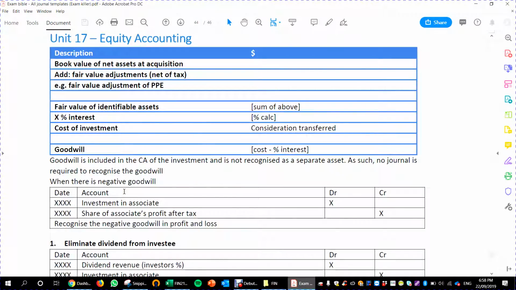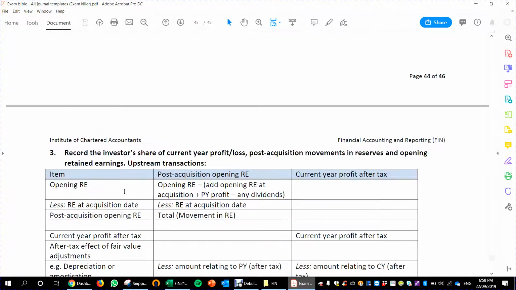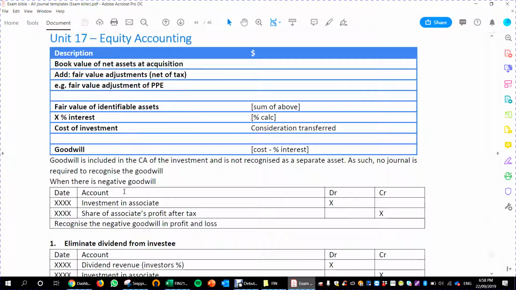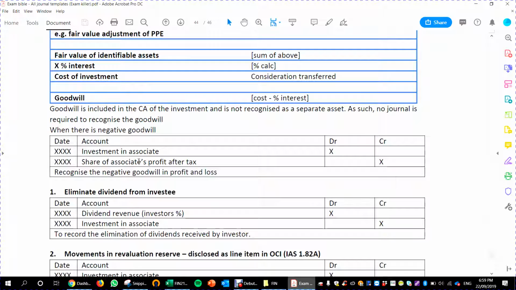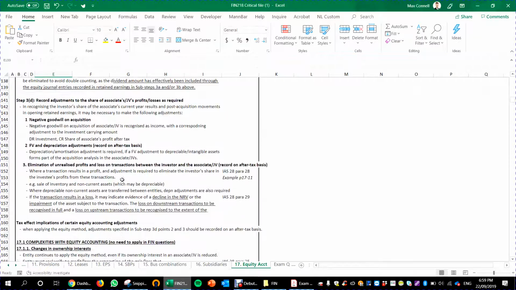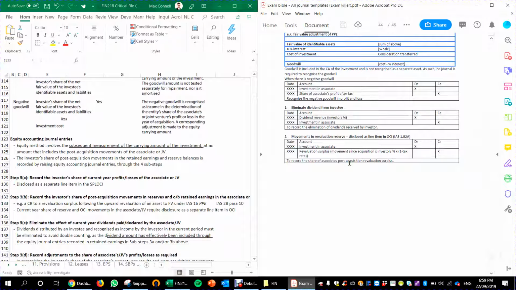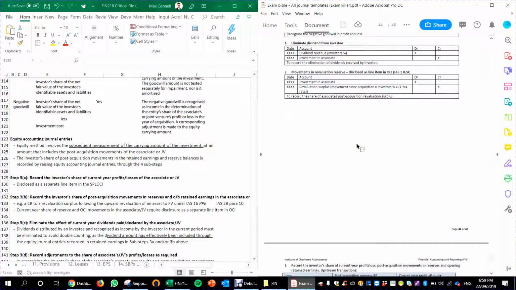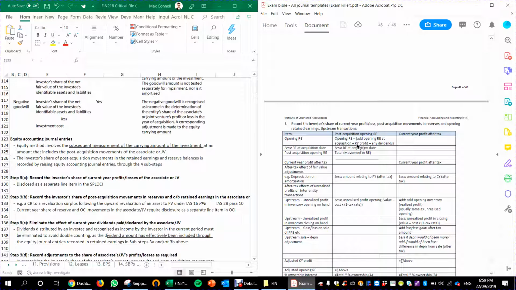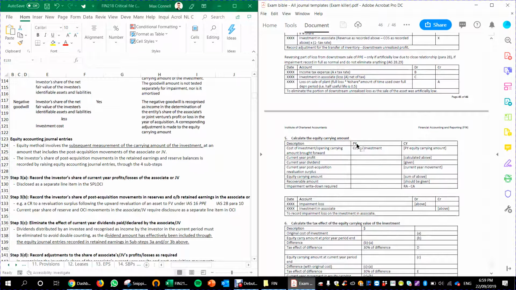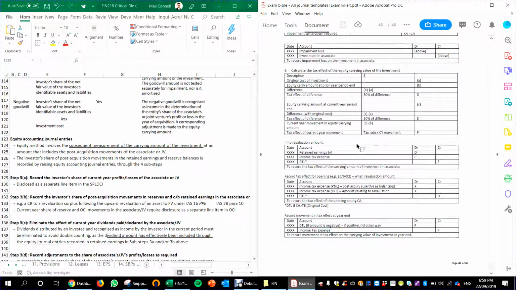Equity accounting. So we'll go through each of those steps in the accounting templates over here. If you bring this into the exam, it'll tell you the exact journal entries you need to post for each step. So first of all, eliminate dividend from investee, movements in revaluation reserve, record the investor's share of current year profit and loss. 4, eliminate unrealized profit and loss on intercompany transactions. 5, calculate the equity carrying amount. 6, the tax effect. And that's it.